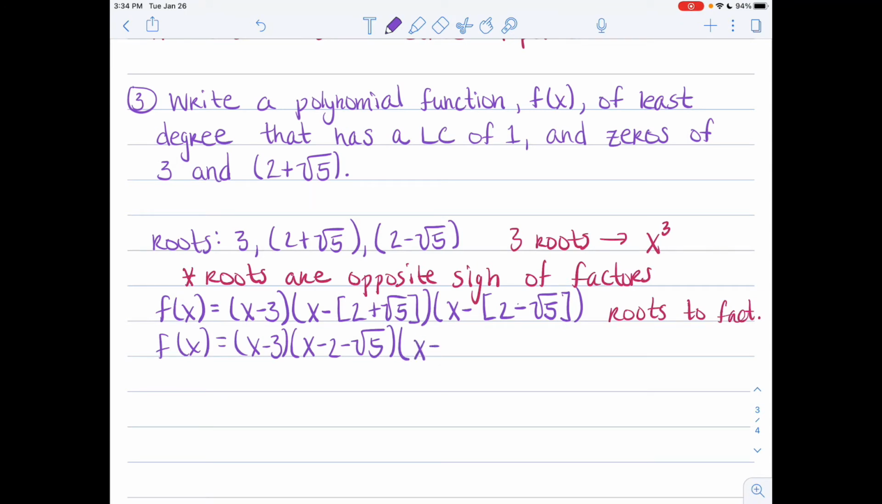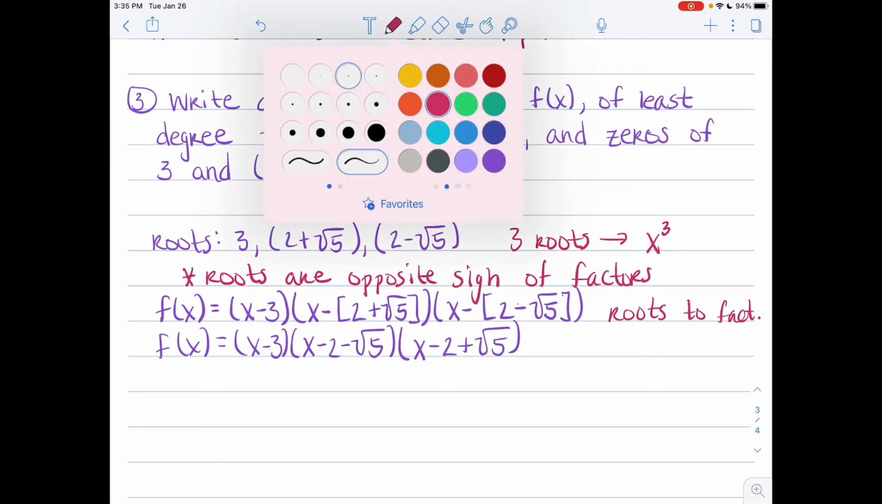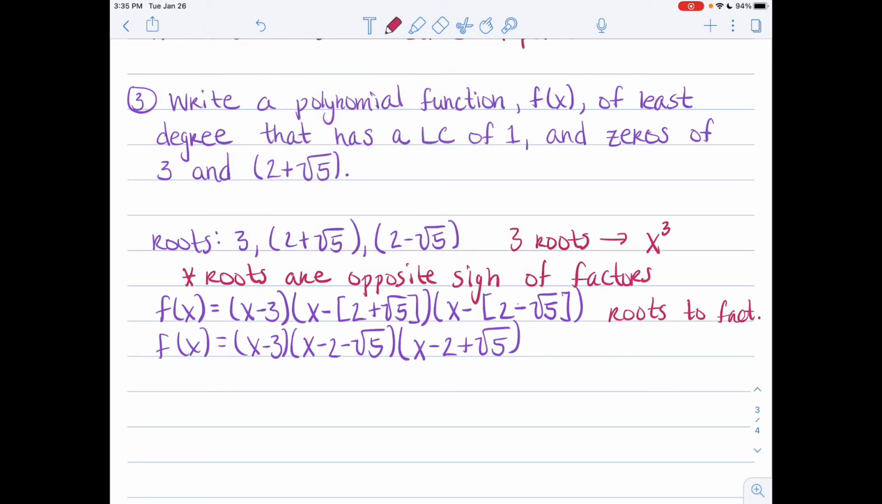And then x minus 2 plus the square root of 5. And so now I have 3 factors, and in order to go back to a polynomial in standard form, I'm going to do some multiplication because multiplication undoes factoring. So this was just a simplify step, and now we're ready to multiply.